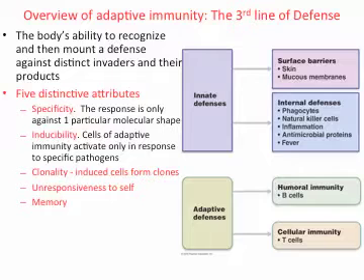So there's 5 distinct attributes to adaptive immunity. The first one is specificity. So B and T cells, with their B cell receptors and their T cell receptors, recognize only specific molecular shapes called antigens on foreign invaders.